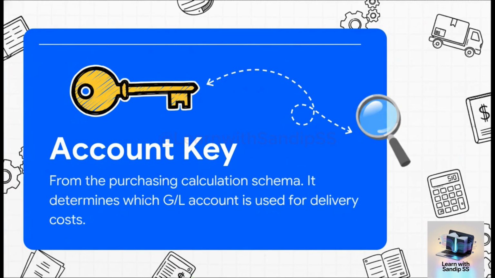So you're probably wondering, how in the world did SAP know to use that specific freight clearing account? Well, the secret is something called the account key. This little key is assigned to the freight condition type right inside your purchasing calculation schema, the pricing procedure. It's this key that points directly to the right GL account for these planned costs. It's a different mechanism than what's used for the material itself.